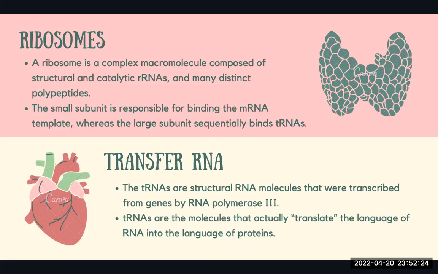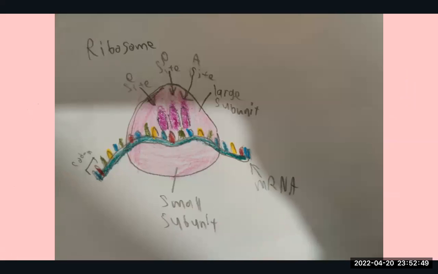Mammalian ribosomes have a small 40S subunit and a large 60S subunit for a total of 80S. The small subunit is responsible for binding the mRNA template, whereas the large subunit sequentially binds tRNAs. And here is the structure of the ribosome.